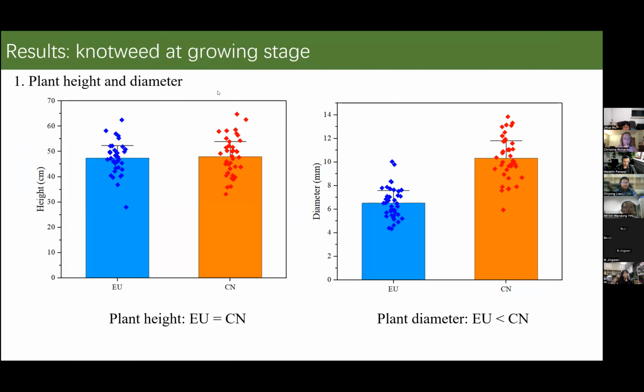Look at the results of the knotweed at the growing stage. First, the plant height and the diameter. Like the results in 2023, we found the height didn't have a very significant difference, but the Chinese diameter was larger than the European.